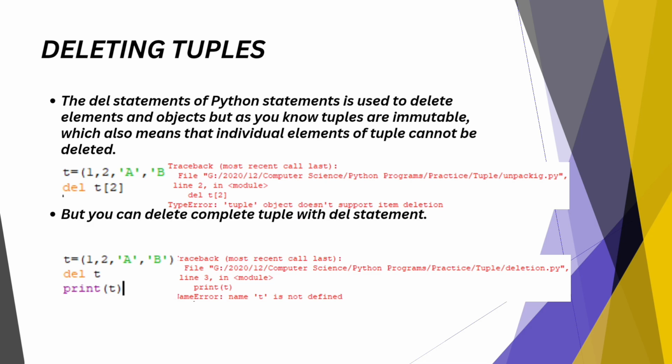Deleting tuple. The del statement of Python is used to delete the elements and objects, but as you know, tuples are immutable, which means that individual elements of the tuple cannot be deleted. If you try to delete the second index, t[2], it will give you an error. Tuple does not support item deletion, but you can delete the whole tuple using del. So del t, whole tuple will be deleted.